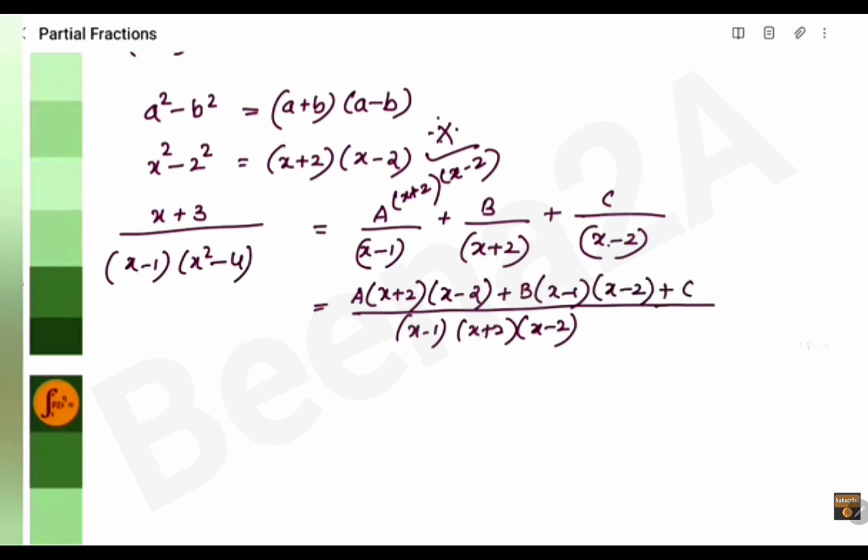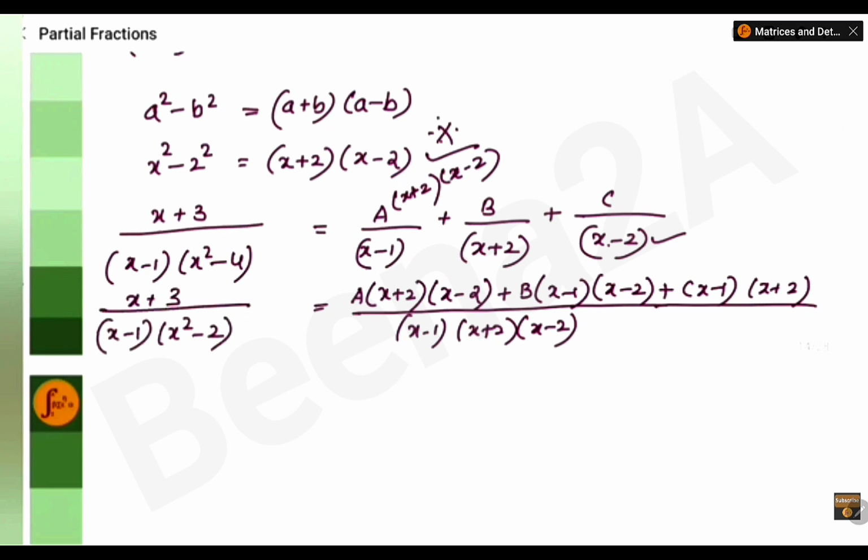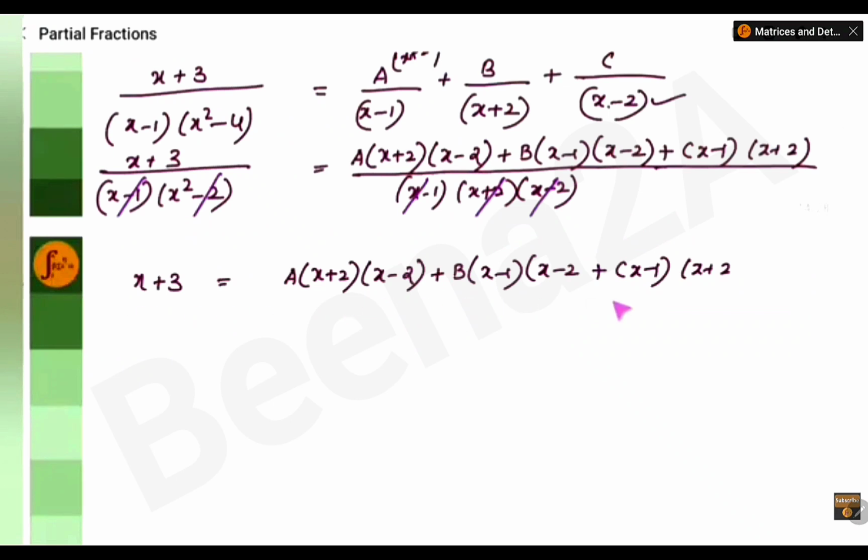Now plus C into, x minus 2 is already there, so I'll have to multiply with the other two terms, that is x minus 1 and x plus 2. Now I'll copy the left hand side. Now if you notice, the denominators are actually the same, right? So I can cancel this. Now I have this simplified expression.